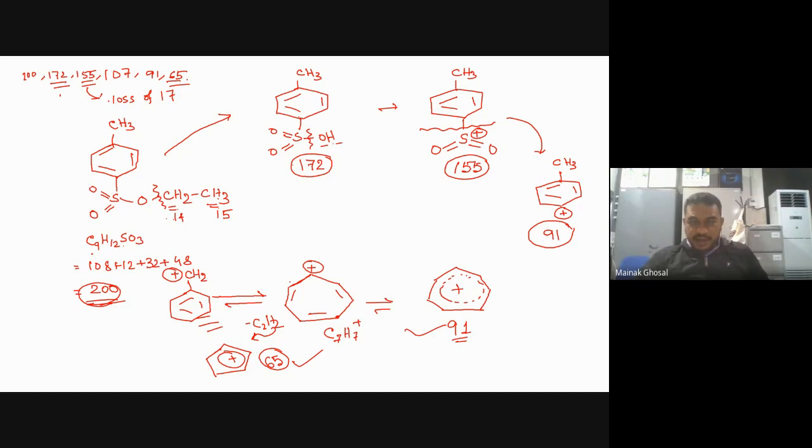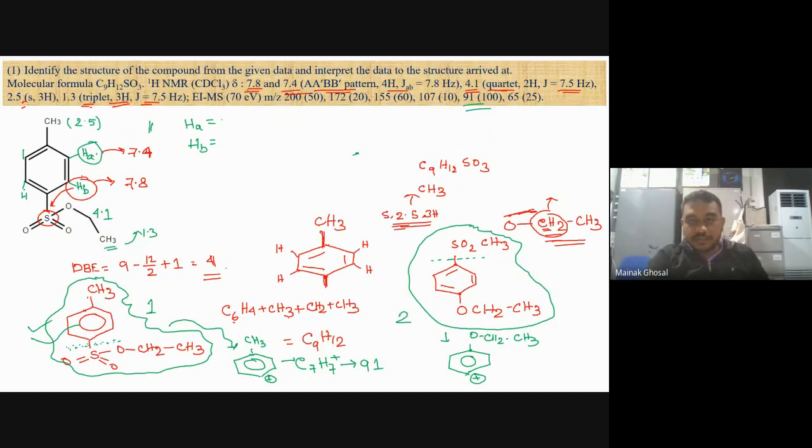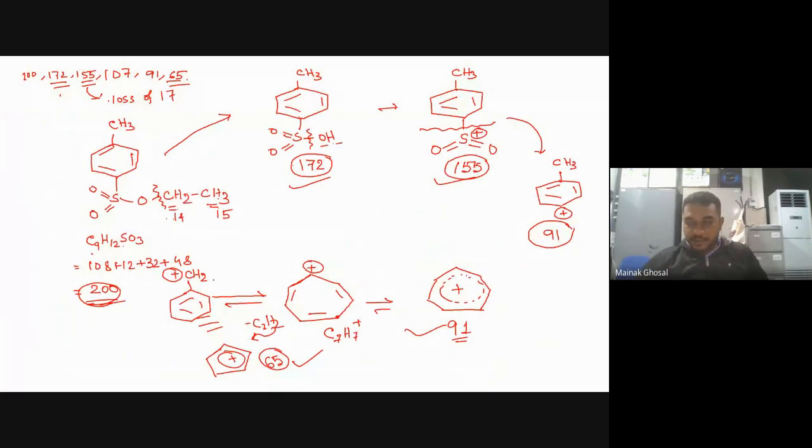So here you see the 172 peak I have explained, 155 I have explained, 107 is only left. So how could 107 be possible? 107, yeah, 10% abundance. How would 107 be possible?